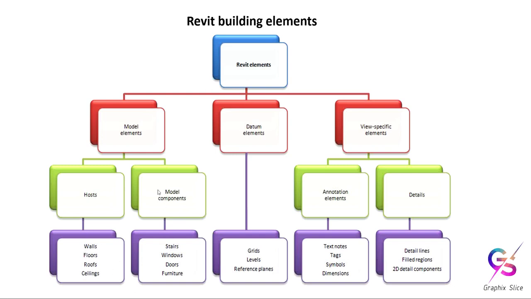And in model categories, like stairs, windows, doors, furniture, these come under model components. So host and these model components both come under model elements only, meaning 3D elements only, but we can place doors and windows in walls. That's why walls act as hosts and doors and windows act as model components.